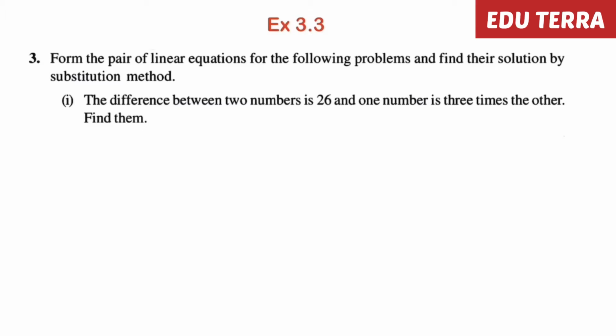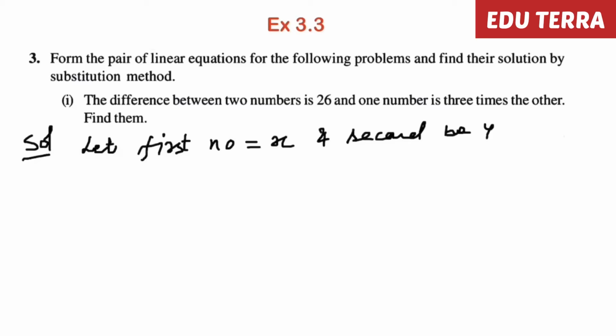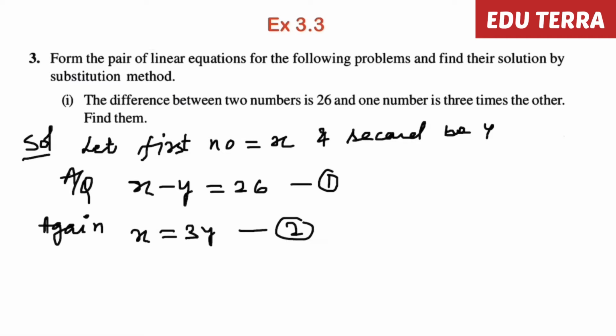Here we have given the difference between two numbers. So you can suppose let the first number be x and second be y. So let's see the solution. According to the question, x minus y equals 26, let it be equation 1. And one number is 3 times the other, x equals 3y, again it is equation number 2. So linear equation formation is over. Now we have to solve by substitution method.